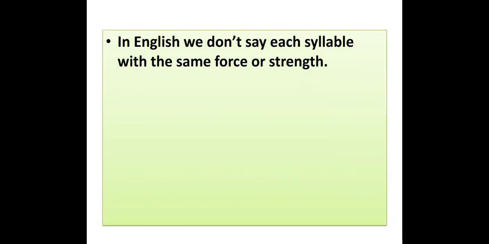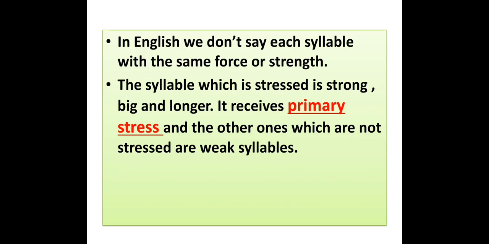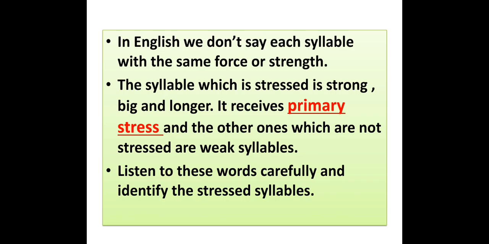So in English, we don't say each syllable with the same force or strength, right? We give force or strength on one syllable in a word, while the other syllables do not receive any kind of prominence. The syllable which is stressed is strong, big, and longer, and it receives primary stress. The other ones which are not stressed are weak syllables. Sometimes some of them can receive secondary stress, but usually one syllable receives primary stress. So listen to these words carefully and identify the stressed syllables.